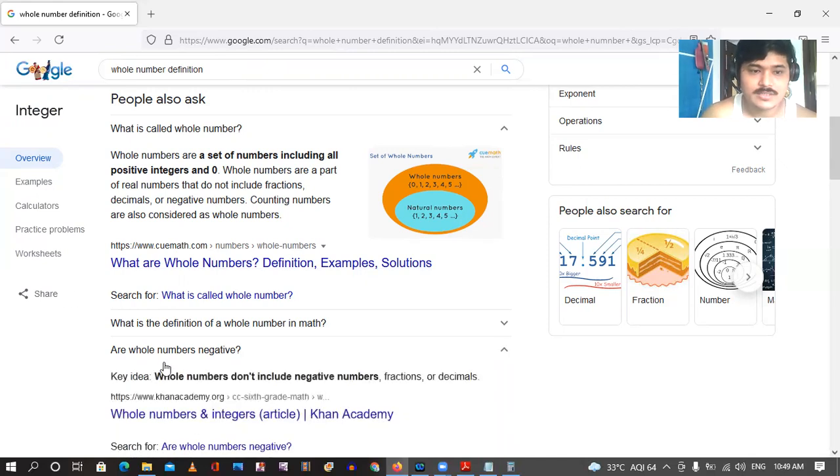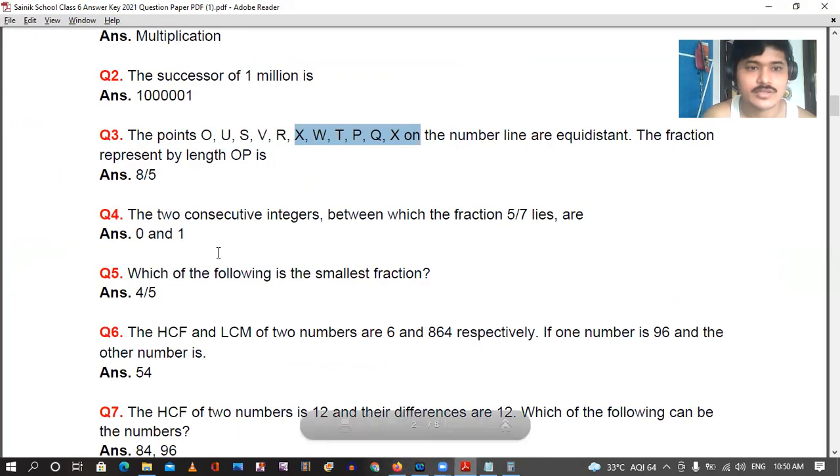There is one more thing that is written: whole numbers don't include negatives. The basic idea is it should be starting from zero towards your right side on the number line. Okay, I hope this is helpful and you're clear. Which of the following is the smallest number?